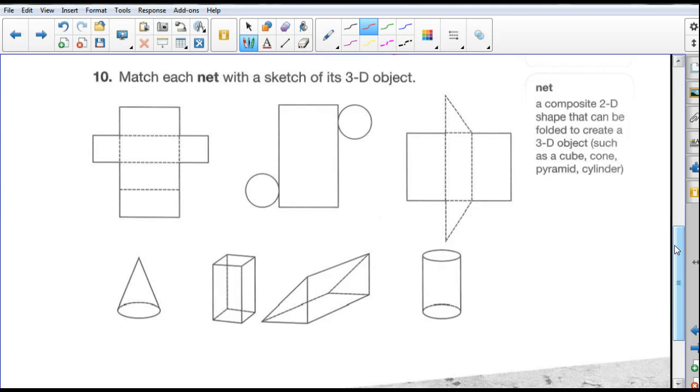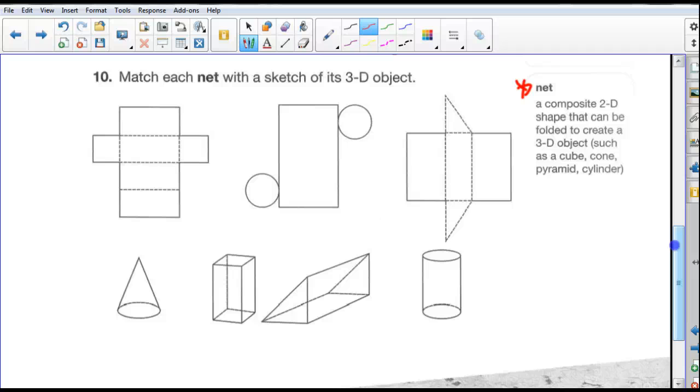Match each net with a sketch of its 3D object. Let's look at what a net is. All a net is, it's a composite 2D shape that can be folded to create 3D objects such as a cube, a cone, a pyramid, or a cylinder. You're probably going to do examples like this with your teacher, be given some paper, a ruler, some scissors. You're going to be cutting out objects and taping them together just to see how you can unfold them and what they look like. Okay, so we're going to match them.